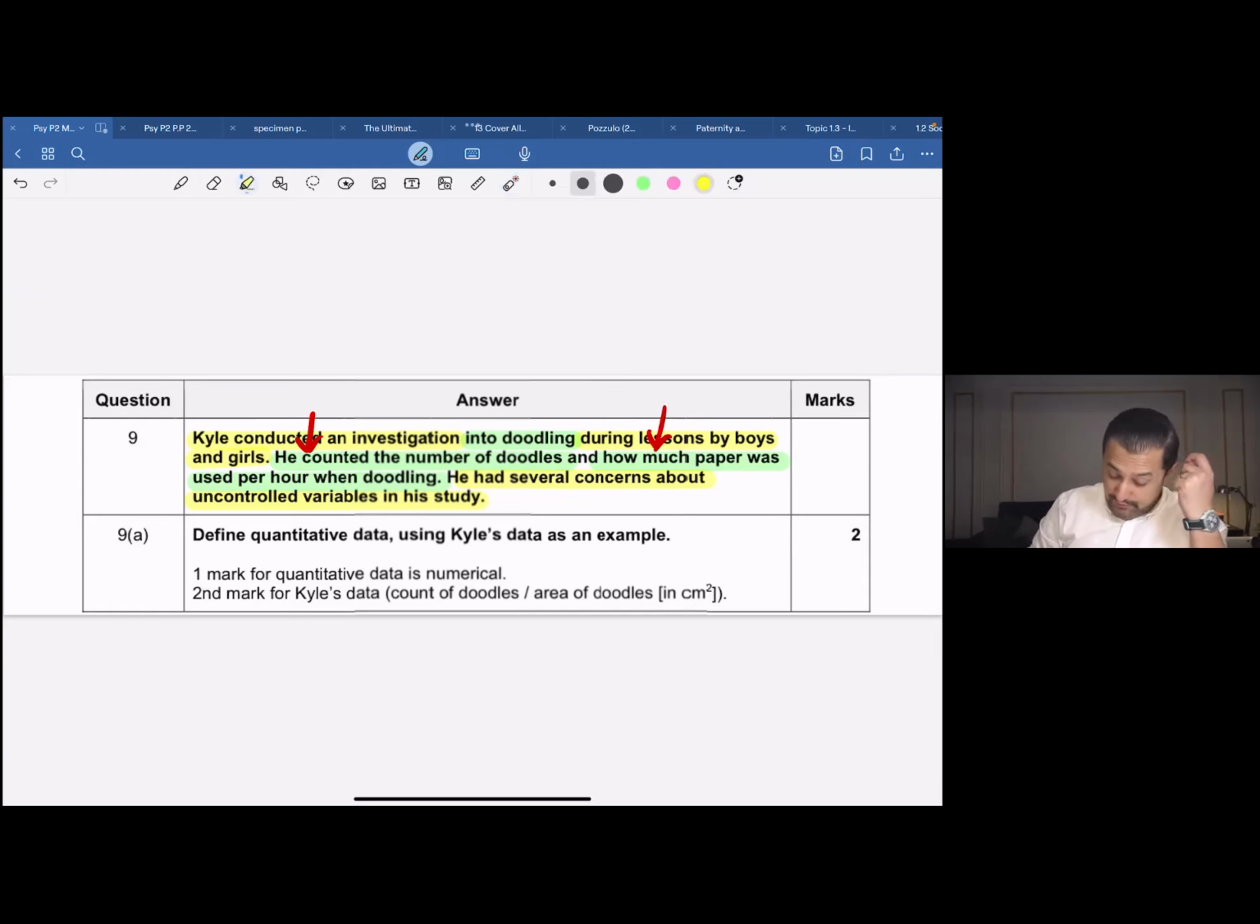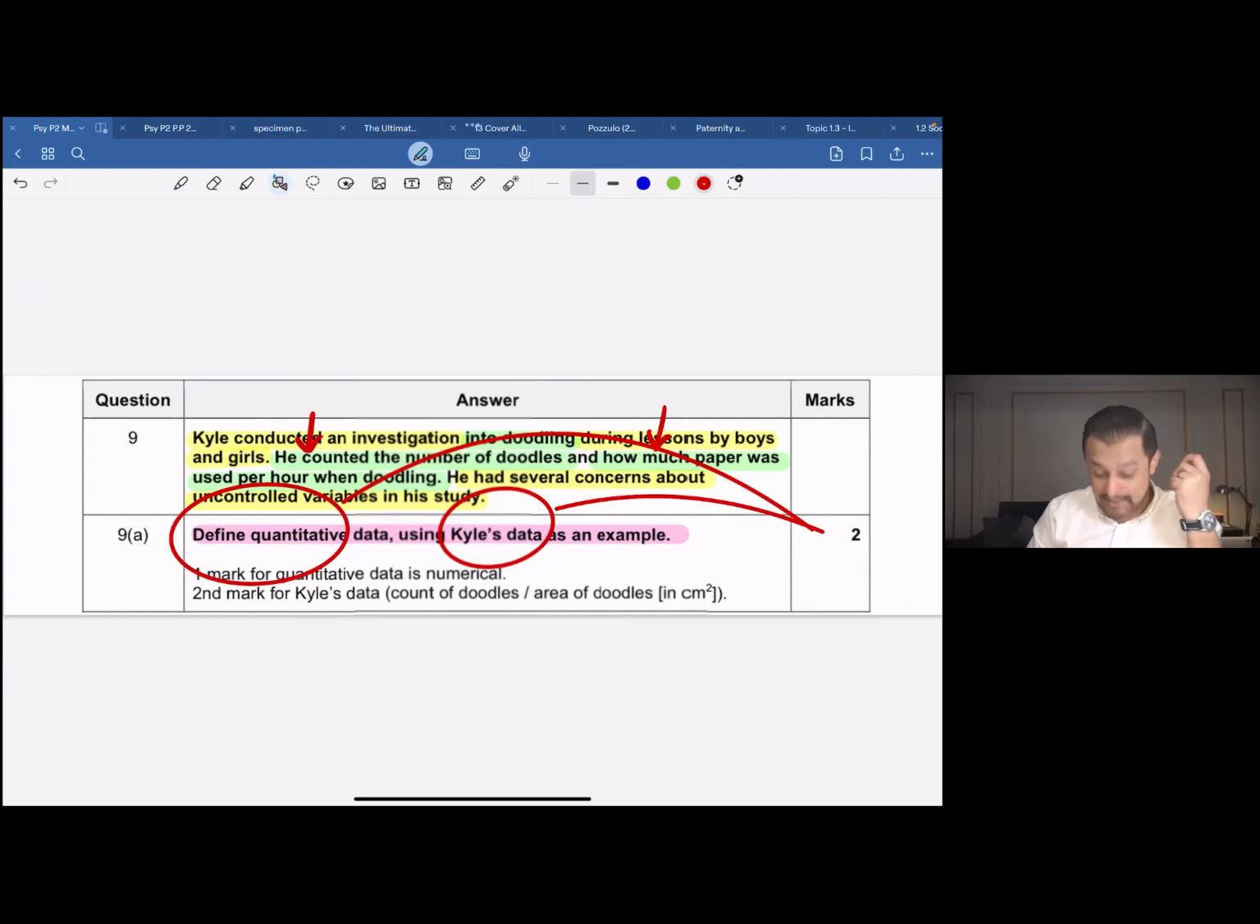Number one, the first question over here reads, define quantitative data using Kyle's data as an example. Using Kyle's data as an example. So you need to define what quantitative data is. And for the second mark, you need to use Kyle's data as an example.